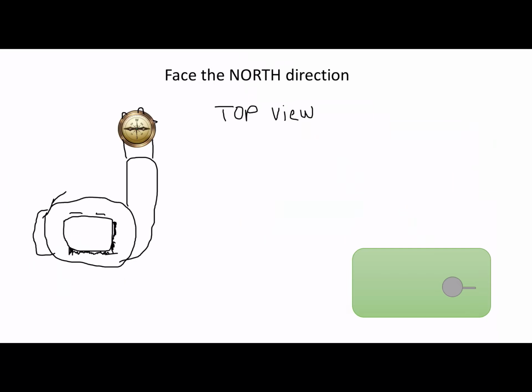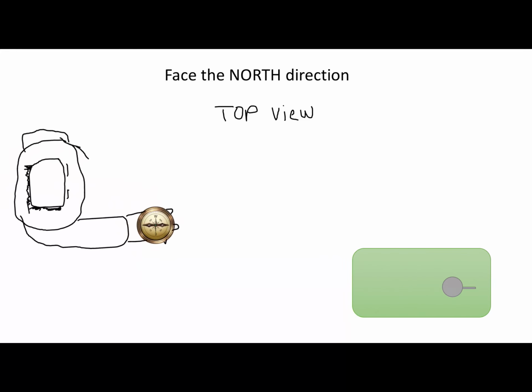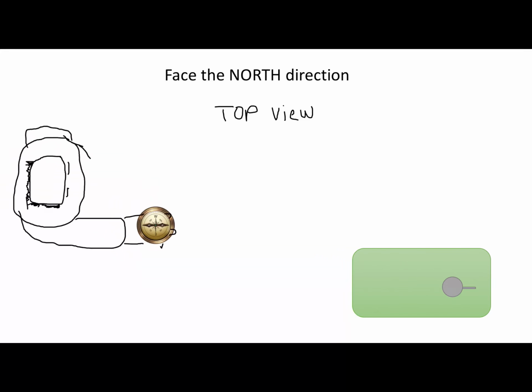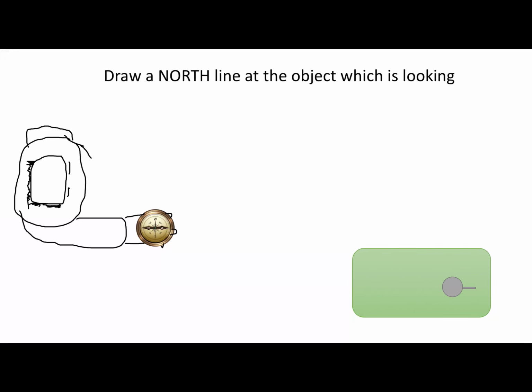So first, okay, in the previous slide, he placed the compass parallel to the ground. Now he must face north. Look at his compass. Is he facing north? No, he is facing west. And where is the north? Based on the compass, the north is to his right. Okay, so we must face north. Therefore, the person must turn to his right. There. Now he is facing north. So far so good. Next, you draw a north line at the person.